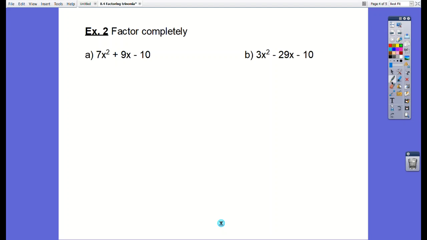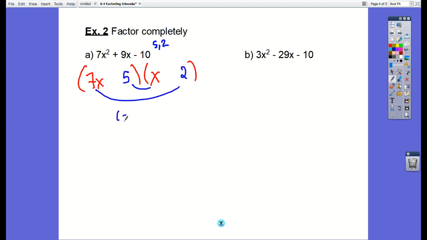Any volunteers? Anton, first one. Talk to us. The first one, I started out by putting 7x in the first part and then x in the second part. And then next, I found that 5 and 2 multiplied to 10, but I don't know which one's negative. And then I found that 7 times 2 is 14, and then minus 5 is 9, so I put positive 2 and then minus 5.